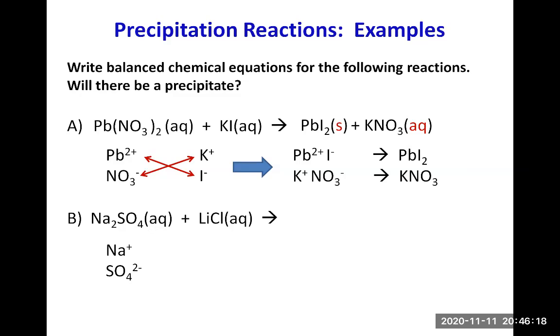Now let's look at LiCl. This is made of Li plus, also from group 1A, so one positive charge, and Cl minus, a halogen from group 7A, so it has one negative charge. So now we will exchange their partners. Na plus will mingle with Cl minus, and the Li plus will mingle with the sulfate. So let's find the formulas for the two new products. Na plus and Cl minus will make the NaCl compound.